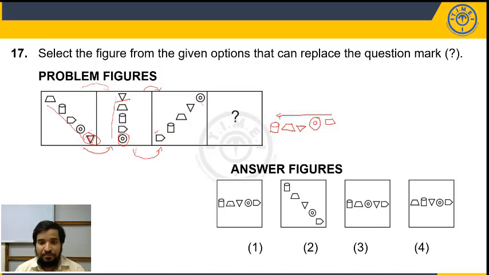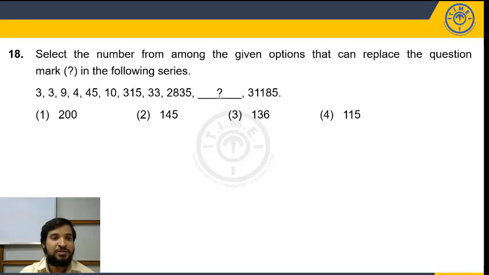So in which option do we have this? The first one is pentagon, circle, triangle, trapezium, cylinder. Yes, all are satisfied. So the question mark should be replaced with choice 1. Let's see the next question.